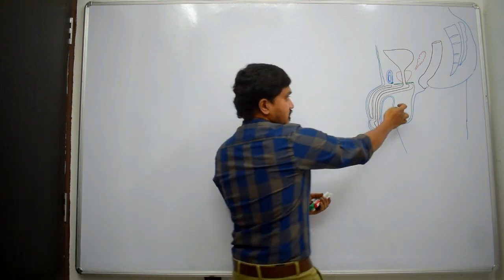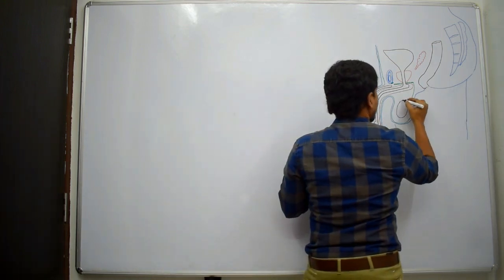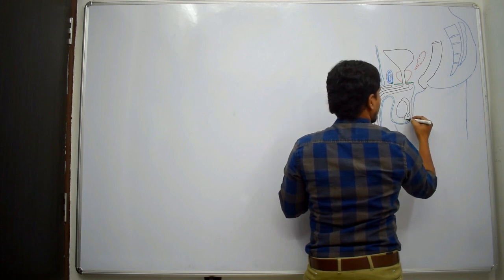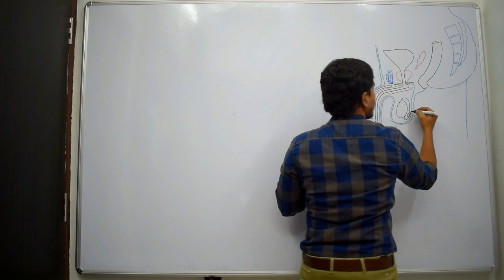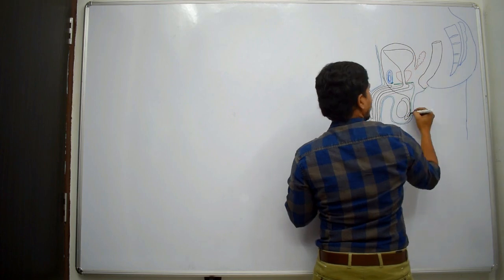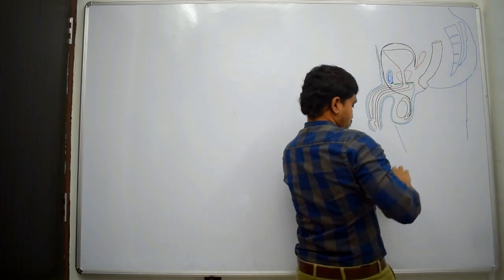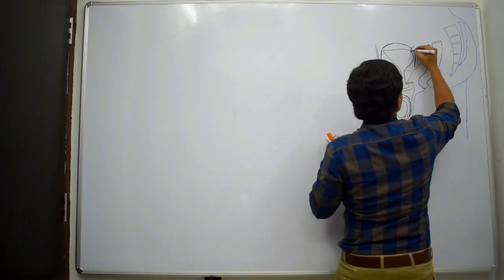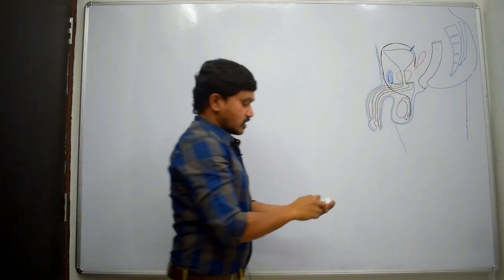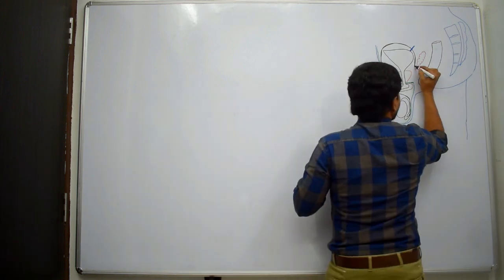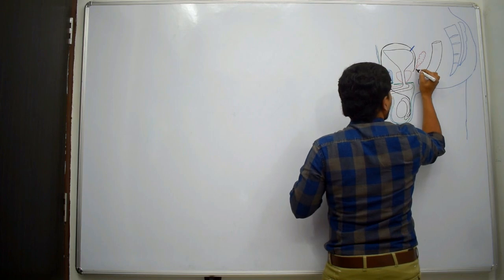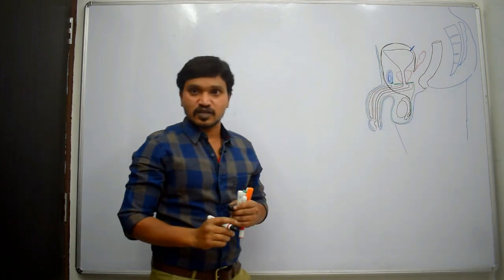Let me draw the testis here. Here testis, here epididymis. This is the tail of epididymis, and this tail of epididymis continues as vas deferens. Of course, here the urethra will be there. This vas deferens and this duct of seminal vesicle unite and form the ejaculatory duct, right? So this ejaculatory duct opens into the prostatic urethra.